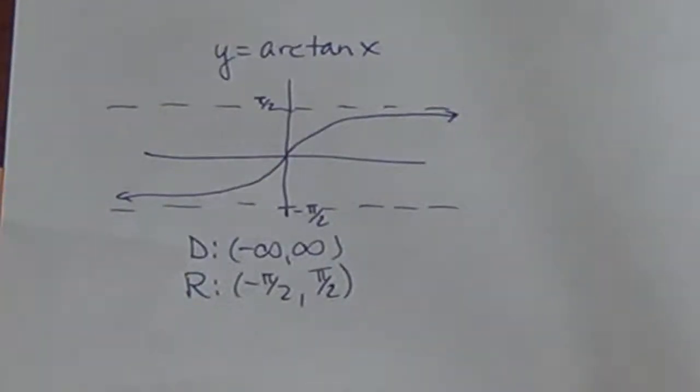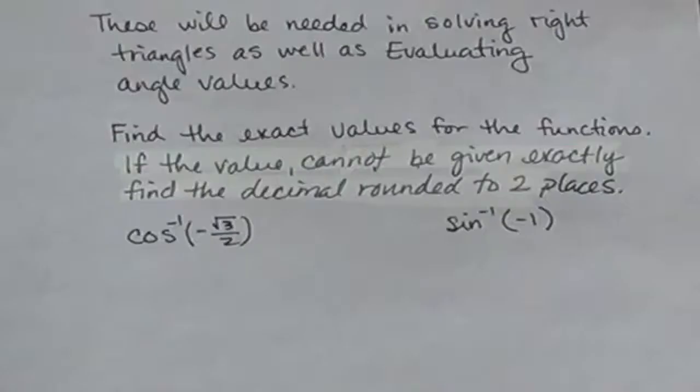And again, the properties that you're going to want to remember are their domains and ranges, and basically what is happening to the function over the interval. We are going to need these to solve right triangles as well as evaluate angle values. So for example, let's find the exact values for the functions. If the value cannot be given exactly, find the decimal rounded to 2 decimal places.